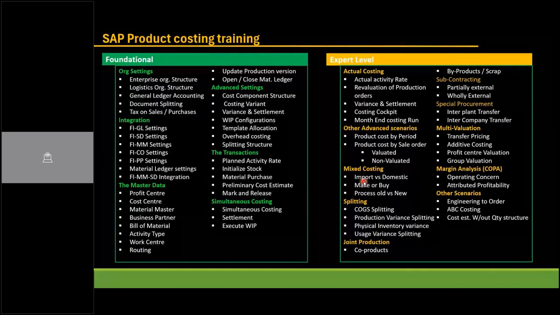If you want to make in-house, what percentage of it you want to make in-house, or you want to buy those semi-finished goods from the external market and directly consume them, right? This is another example of mixed costing.